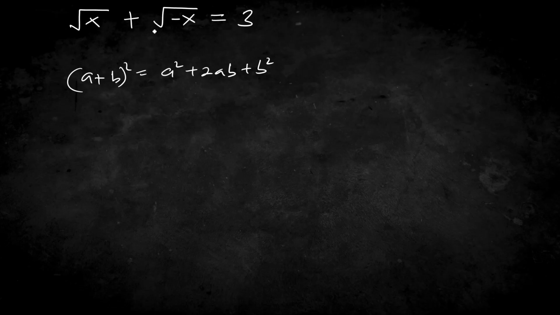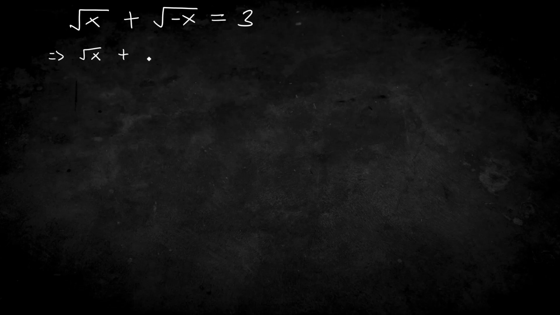Now let's square both sides in order to get rid of the root sign. So I'll square both sides. I have this all squared equals to that. So we have 9 here.